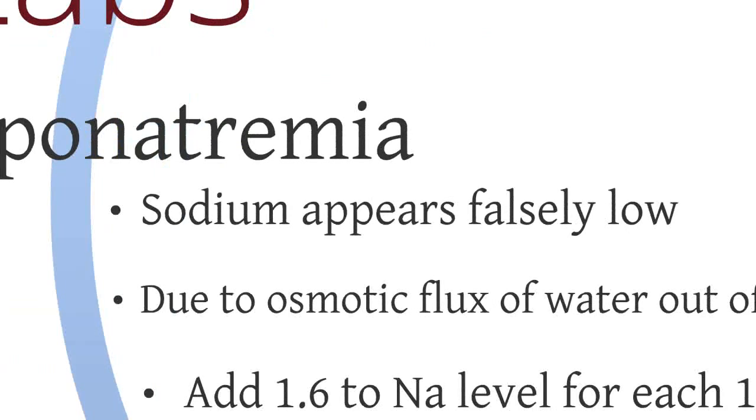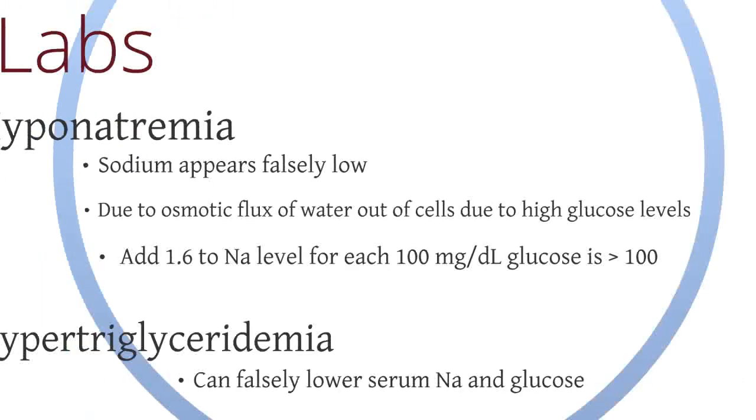Next, hyponatremia. Sodium appears falsely low in these syndromes. The reason why sodium appears low is that because of hyperglycemia and hyperketosis in DKA, hyperglycemia in HHS, water flows into the vessels, dilutes out the sodium, causing sodium levels to be lower. To correct for this, you need to add 1.6 to the sodium level for each 100 milligrams per deciliter glucose is above 100.